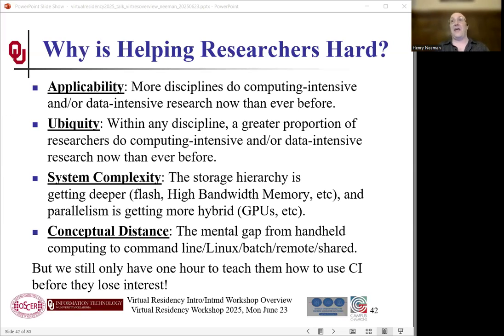Okay, so why is it hard to help researchers? The problem is that the number of researchers who need our help is growing, and the average level of sophistication about research computing is falling for two reasons. One, more and more disciplines are doing computing intensive and data intensive research compared to the past, and that number continues to grow. But at the same time, within any given discipline, a higher and higher fraction of the researchers within that discipline are doing computing and data intensive research than ever was the case in the past.